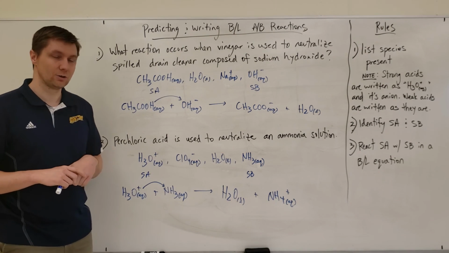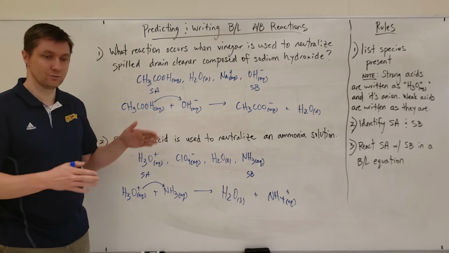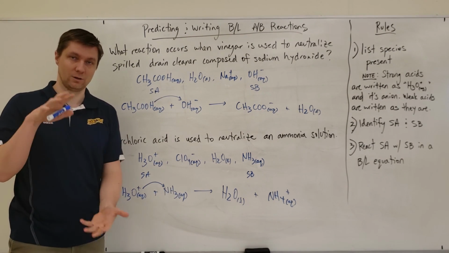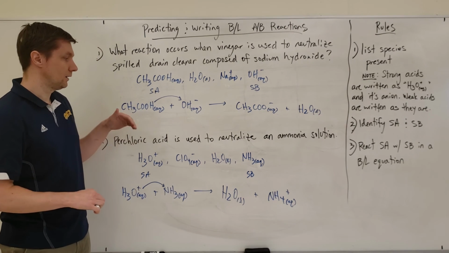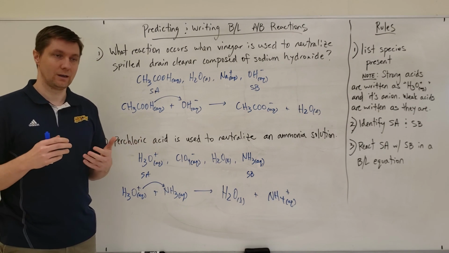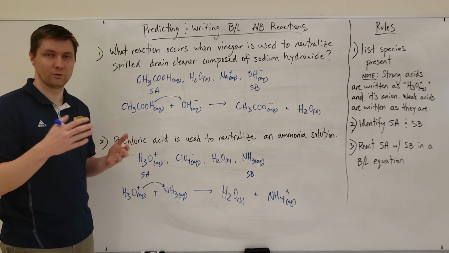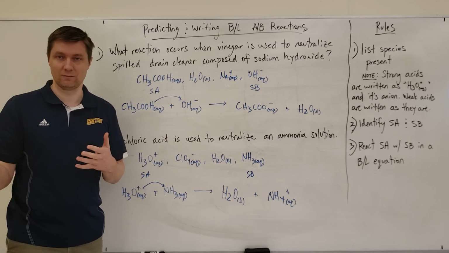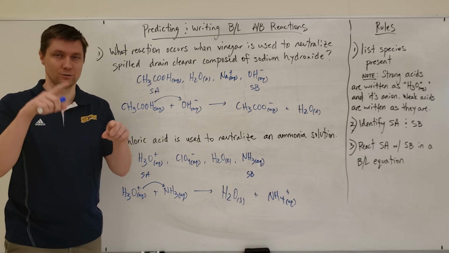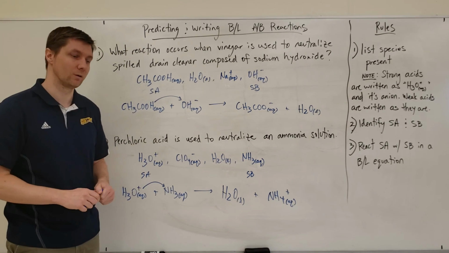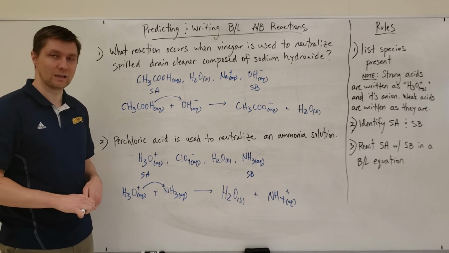And then finally, for both reactions, using your data booklet and the acid-base chart, identify which reactions are favoring the products or reactants. Do they favor the products? Do they favor the reactants? You can use the finger rule as we described before in a previous video and make that determination.